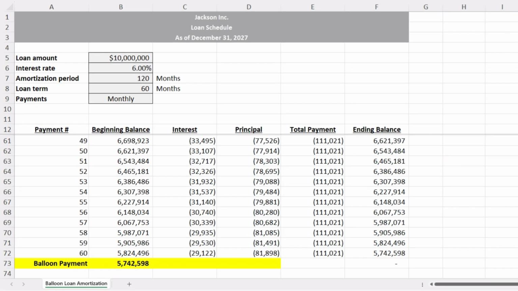You'll find balloon loans in commercial real estate loans, business term loans, and some mortgages. And they are typically going to be shorter term loans, 5 to 7 years. You're not going to see a long-term balloon loan. At least I've never seen a long-term balloon loan.